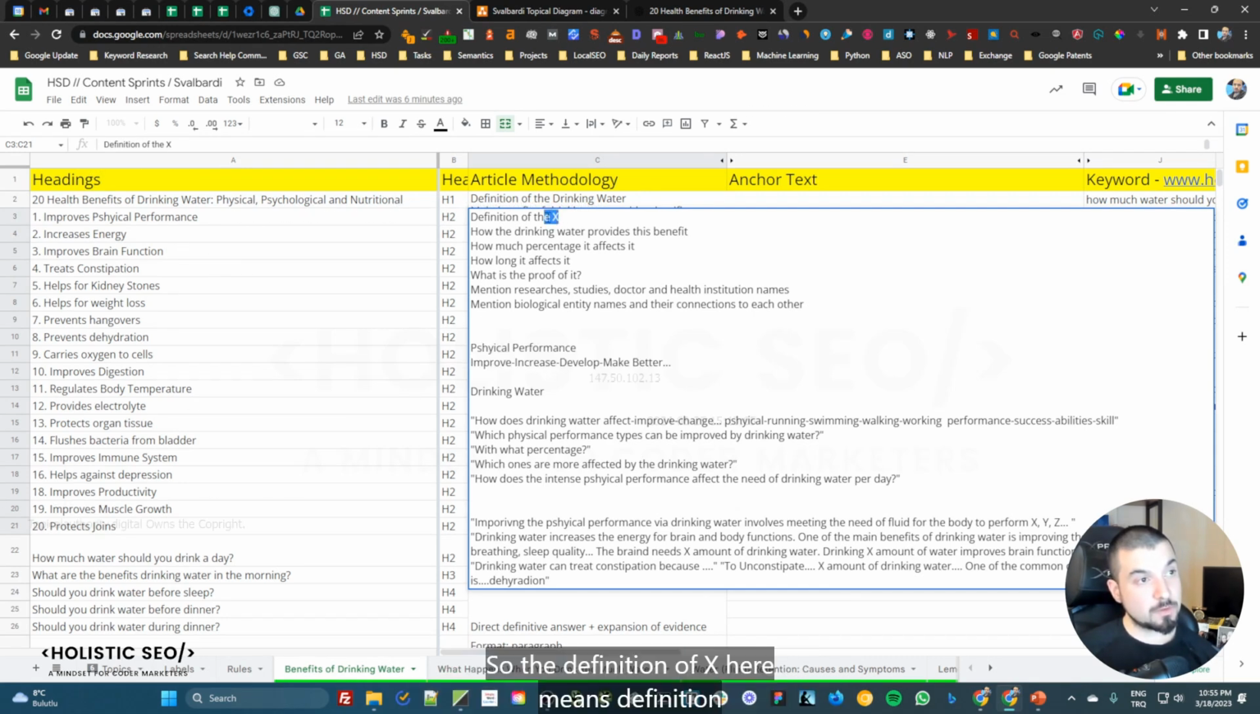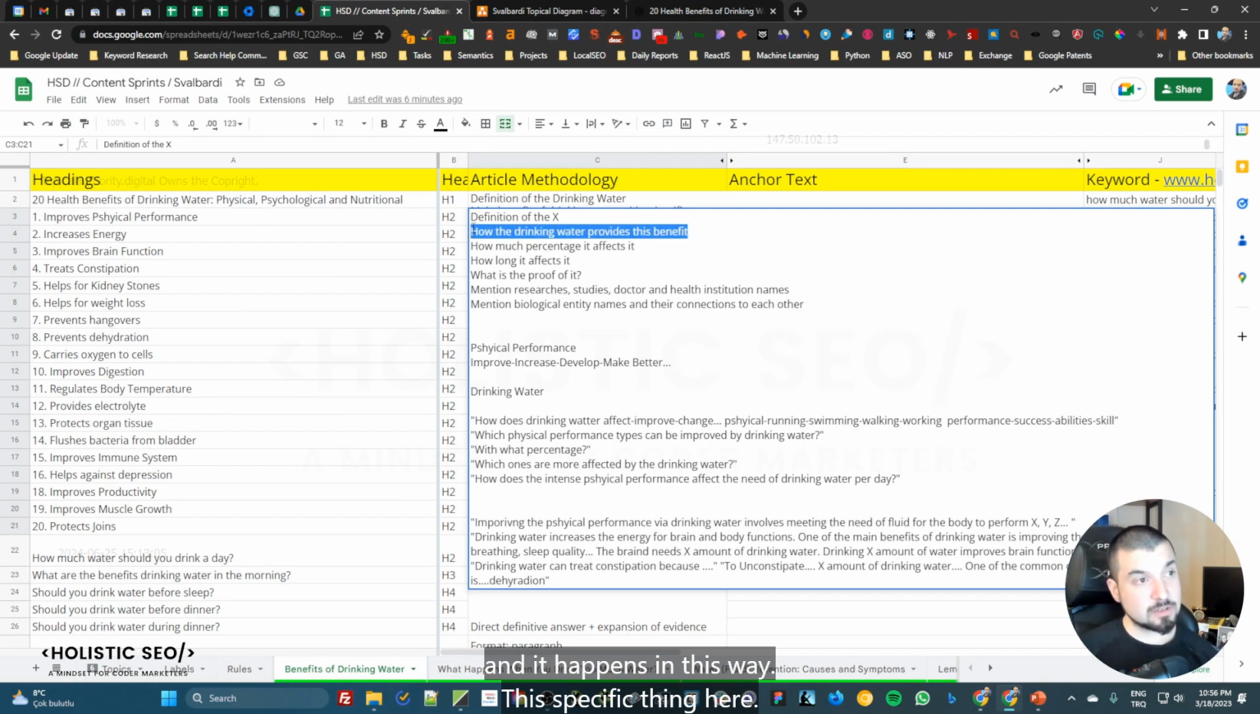So the definition of X here means definition of improving physical performance, and then also the physical performance. So we will need to give two definitions, then increasing energy and the definition of energy, the brain function definition, improving brain function definition. Basically, we define everything that we see in our heading vectors, then we define them both. Then how the drinking water provides this benefit? Directly we tell that this is the result of drinking water and it happens in this way.